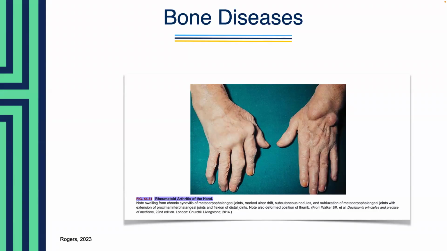But again, the most common cause of osteoarthritis is aging, that wear and tear on the joints over many years. Now, the secondary causes include previous joint injuries, like we talked about, obesity, genetic factors, and underlying metabolic or bone disorders.